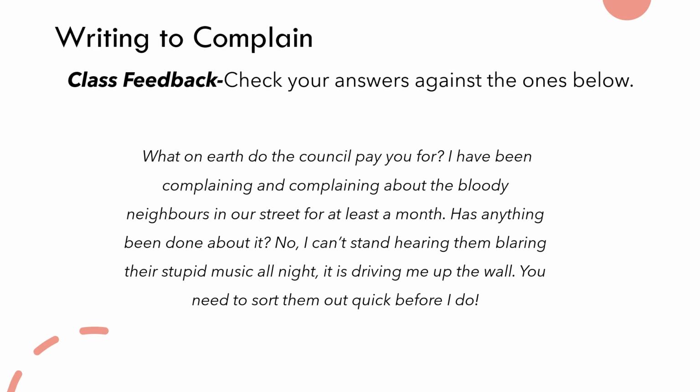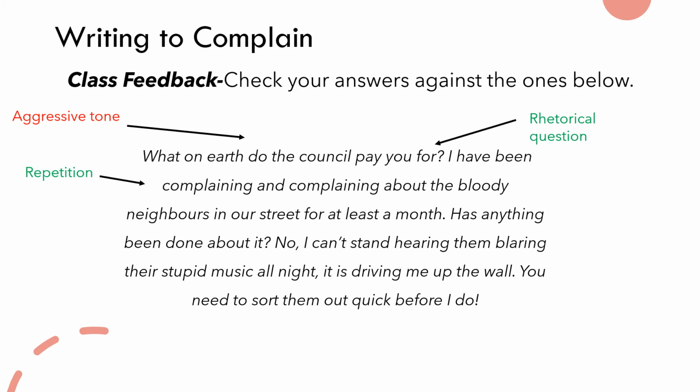So here we have the same example that we just looked at, and now we're going to look through some of the positive aspects and some of the negative aspects as well, and see what needs to be changed and what actually works well in this piece of writing. The first thing I'd like to bring to your attention is right there on the first line. What on earth do the council pay you for? You can see here that this is quite an aggressive tone, and this isn't really going to be the most effective thing to use in your writing. However, it is used in a rhetorical question, which would get you some marks in the exam.